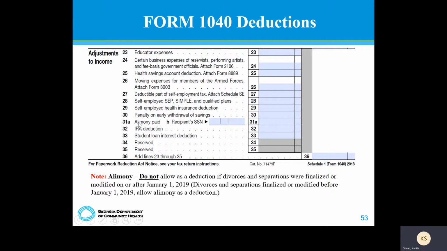The note to this is about the alimony, line 31A. If they are paying alimony out, it would depend on when that divorce or separation was finalized or last modified to determine if we're able to subtract it or not. If it happened on or after January 1st, 2019, we can no longer use it as a deduction. It had to have been before January 1st, 2019 for us to allow it. So you will have to ask about when it was finalized or last modified to determine if you're allowed to subtract it off as a 1040 deduction.